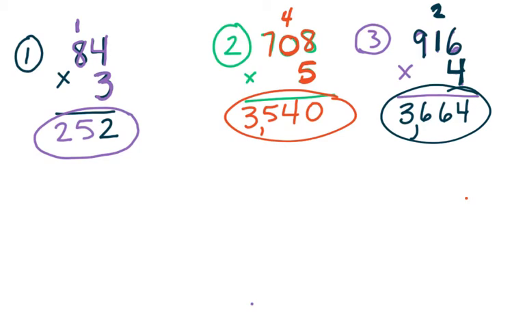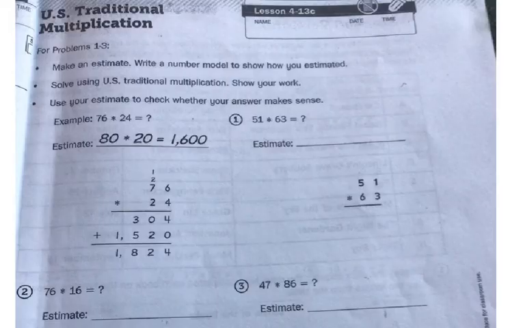This is at the very beginning part of your packet. It says U.S. traditional multiplication. It's lesson 413C. It says for problems 1 through 3, make an estimate. Write a number model to show how you estimated. Solve using U.S. traditional multiplication. Show your work. Use your estimate to check whether your answer makes sense.